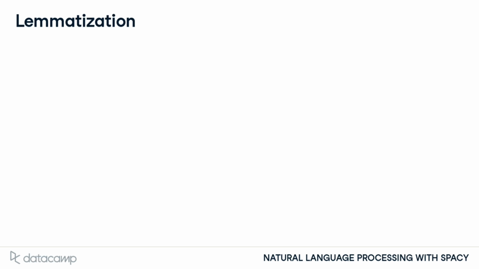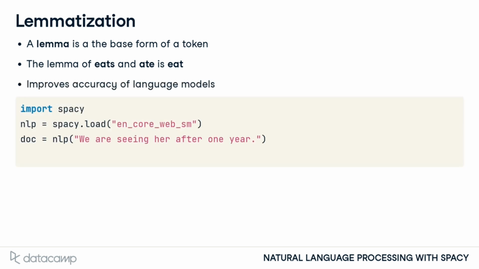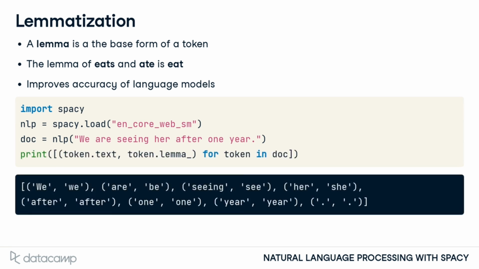Lemmatization, one of the spaCy processing steps, reduces the word forms to their lemmas. A lemma is the base form of a token in which the token appears in a dictionary. For instance, the lemma of the words eats and ate is eat. Lemmatization improves the accuracy of many language modeling tasks. We iterate over tokens to get their text and lemmas using token.text and token.lemma_.